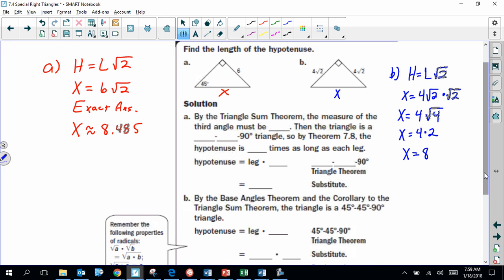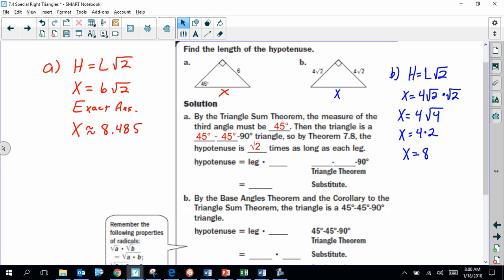So let's see how we're going to fill in the blanks here. You might have already been able to fill in the blanks as we were going on. By the triangle sum theorem, the measure of the third angle has to be 45 degrees. So I know that this is a special right triangle. I also know it's isosceles because I have two angles that are the same. The only time I have two angles that are congruent in a triangle is if the triangle is isosceles.